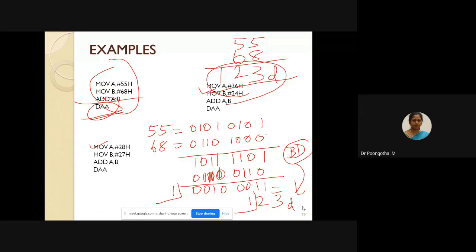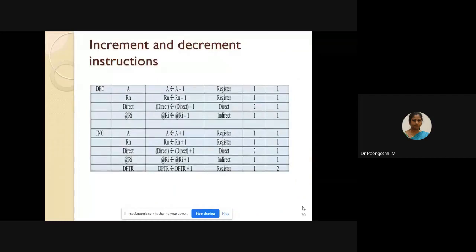So next one is the increment decrement instruction. So decrement operation first. Decrementing is the operation of subtracting one from the operand specified in the instruction. So the operand may be your accumulator or 8-bit register, internal memory location, and also the internal memory location whose address is given, that is addressed by R0 or R1. So one is subtracted from the accumulator. After subtraction, the result is transferred into the accumulator.